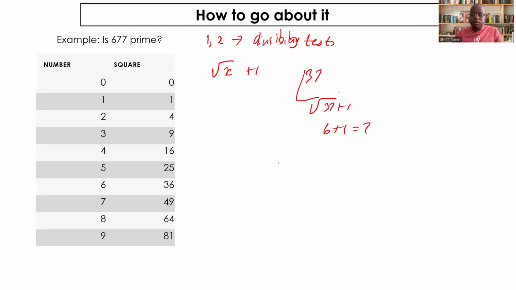So you just need to find the divisibility test of the numbers up to the square root of the number, then you just add 1 to it. That's basically it. So if you're given a big number like, let's say, 677, then that's what you will do.